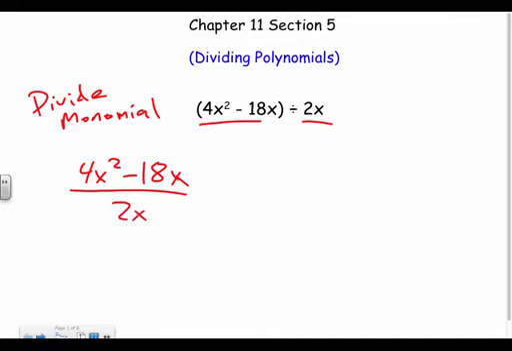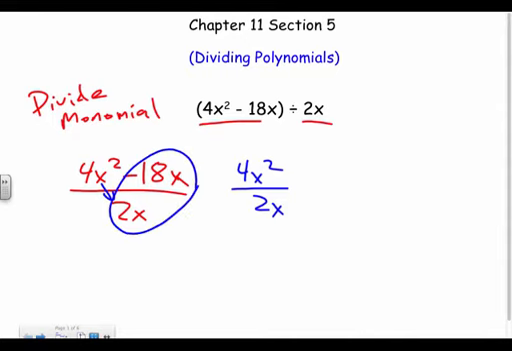We could use long division, and I'll explain that as well, but we want to divide as a fraction whenever we're dividing by a monomial. Because all I have to do is split this up. I can take 4x squared divided by 2x, and then I can also take negative 18x divided by 2x. So basically, I'm just dividing each one. Minus 18x over 2x, because a negative divided by a positive is a negative.